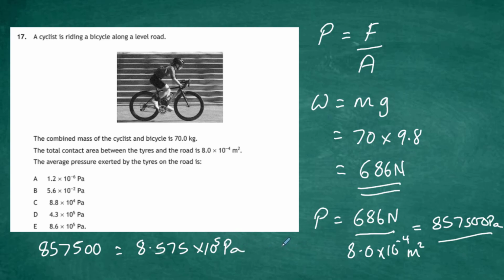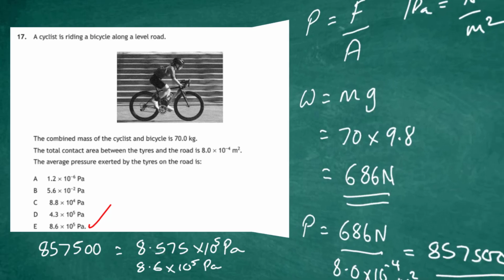Now we keep it to as best we can to our two significant figures. So 5 here, a 7 there, rounds us up to the 6. So 8.6 times 10 to the power 5 pascals. Remember for the units here that 1 pascal is equal to 1 Newton per metre squared. So the answer we're looking for is going to be 8.6 times 10 to the power 5 pascals, and that's going to be answer E.